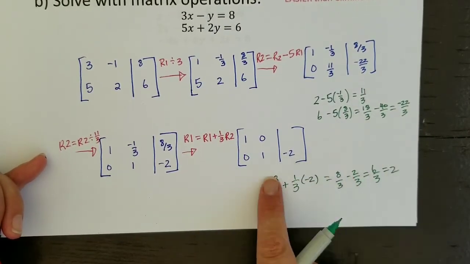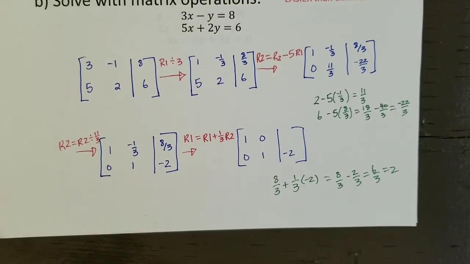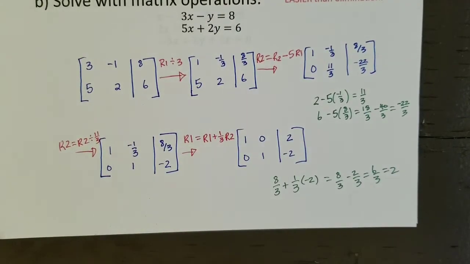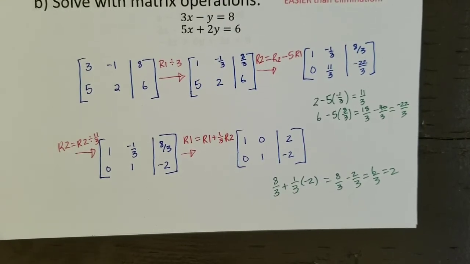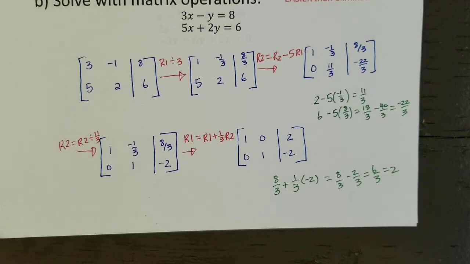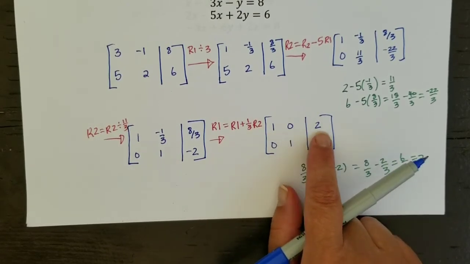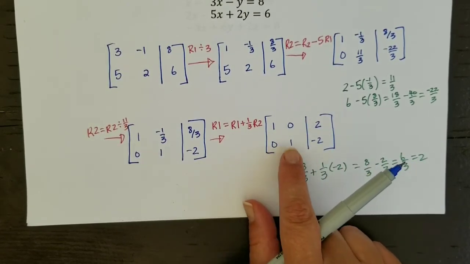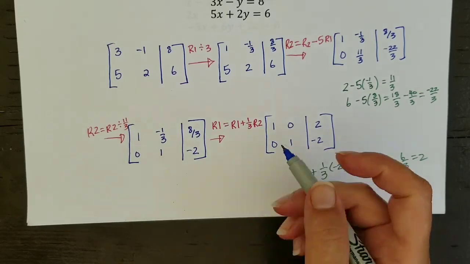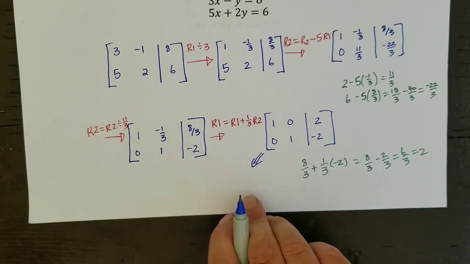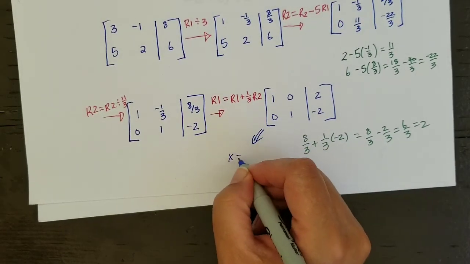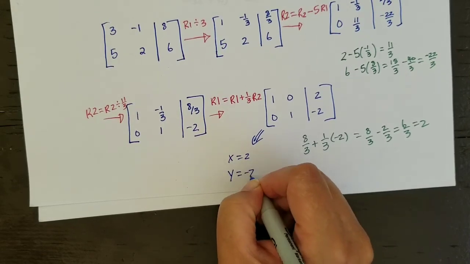So this is really important because it does get a little bit messy sometimes with negatives and fractions, and you just have to be really careful because one mistake part way can really mess up the rest of your solution. So here we've got new equations: 1x plus 0y equals 2 and 0x plus 1y equals -2. So from here we've got our solution. We've got x equals 2, y equals -2.